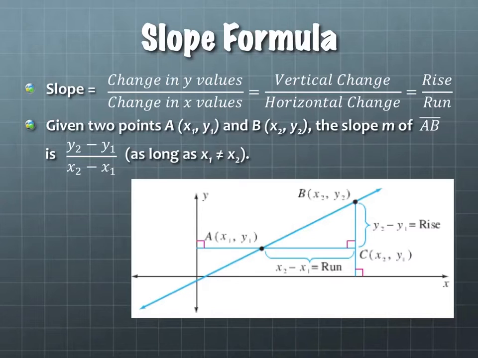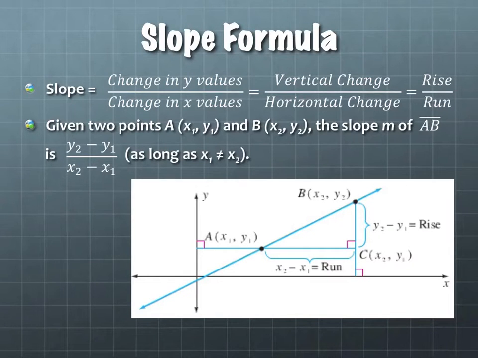So let's actually talk about slope. What is slope concretely, instead of this vague way of describing steepness? Slope is actually the change in y values divided by the change in x values. You can also think of it as the vertical change divided by the horizontal change. Or you can think of it as rise over run. Those are all verbal descriptions of slope.